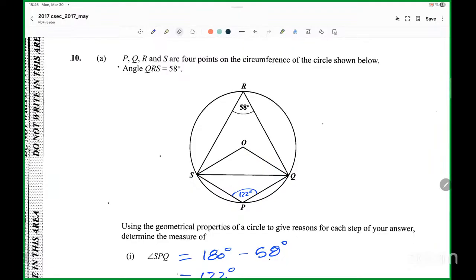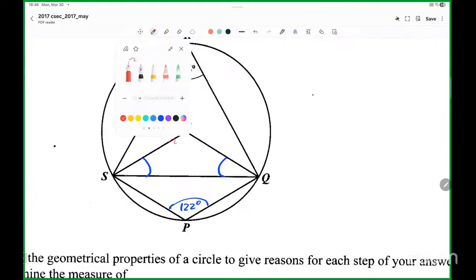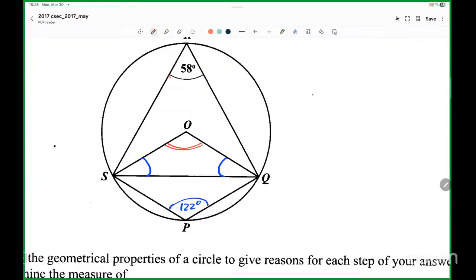So watch this now. To find this angle right here, we have to recognize first that it is equal to this one. Then we also have to recognize that this angle is 2 times this one. Angle at center is twice. So once you find this one, you can use the isosceles triangle to find these two, which will be equal.